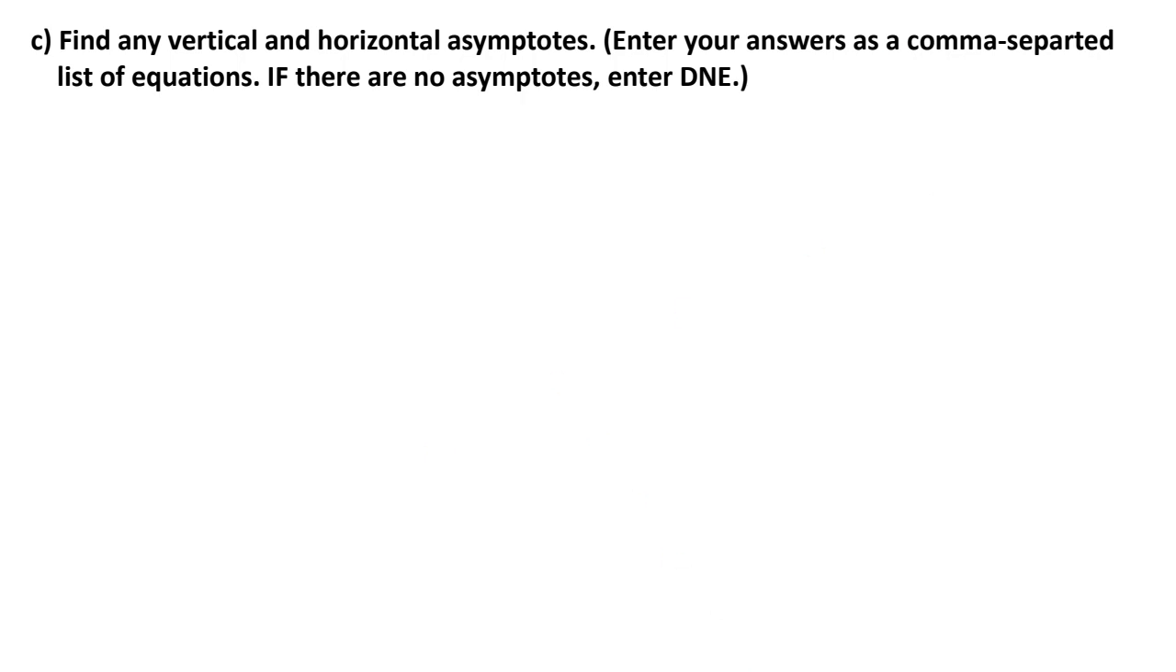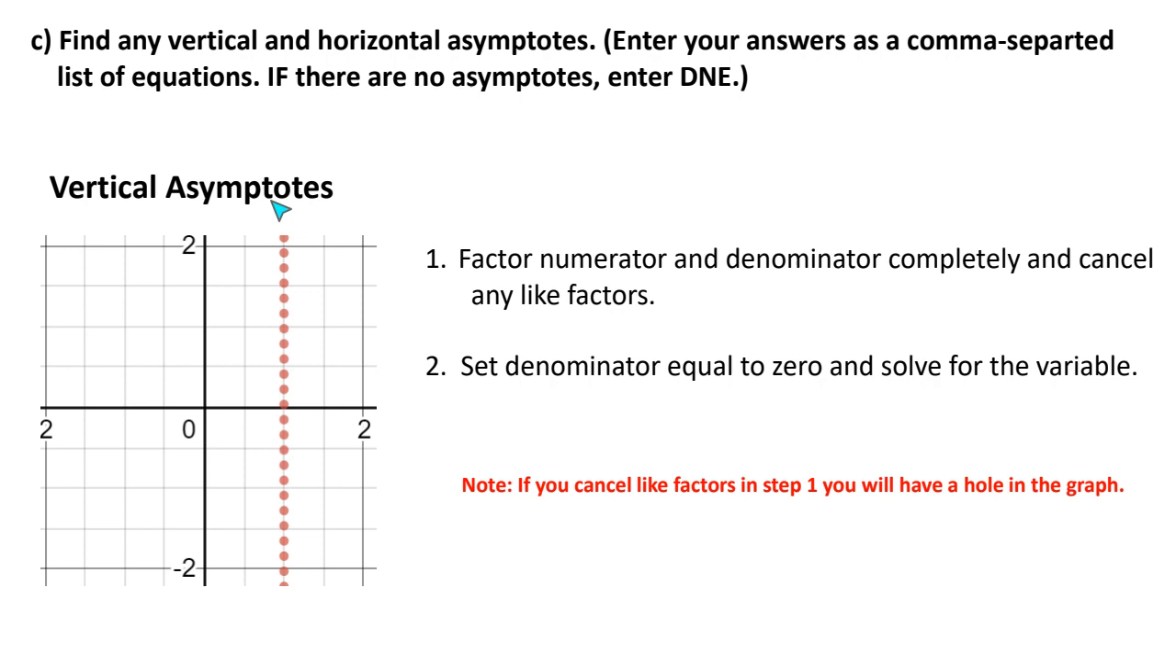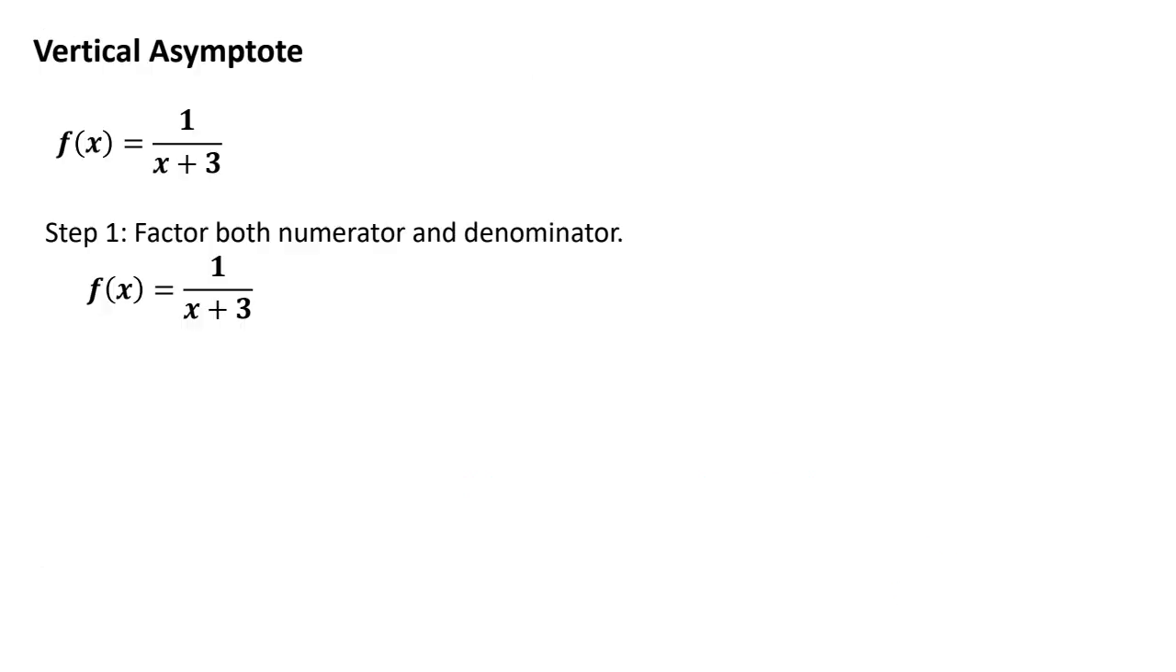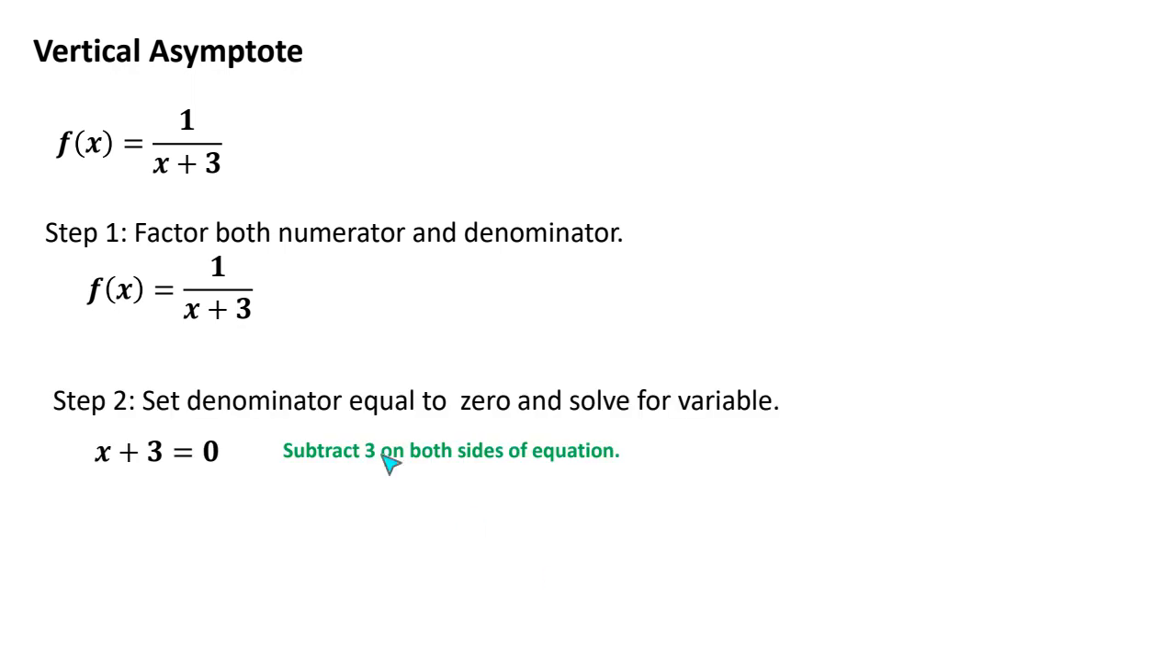And so here we're going to have, just as a review, the vertical asymptote is a vertical line, and we represent it with a dotted line. And so in order to find the vertical asymptote, we're going to factor the numerator and denominator, and then we're going to set the denominator equal to 0. If you cancel any like factors in step 1, then it creates a hole in the graph. Okay, so here, these are already factored, so we don't have to do anything. We can just set the denominator equal to 0. So x equals negative 3 is our vertical asymptote.